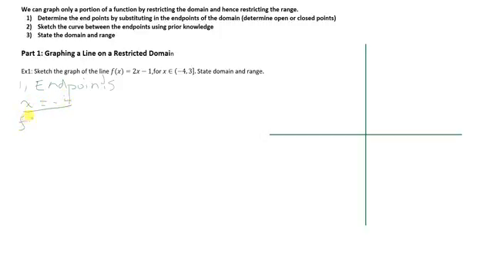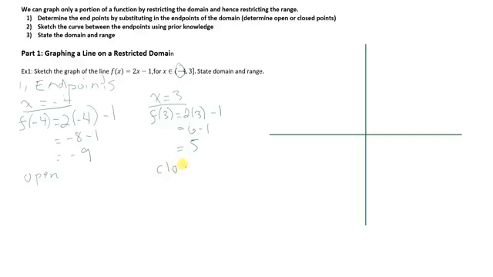When x is equal to -4, f of -4 is 2 times -4 minus 1, which is -8 minus 1, which is -9. Because that had an open bracket, this is an open point. Next, when x is equal to 3, f of 3 is 2 times 3 minus 1, 6 minus 1, or 5. Because that's got the closed bracket, this is a closed point. So now you've got your two endpoints.